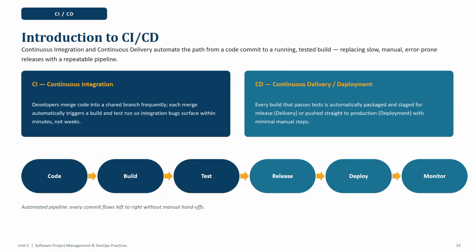Now introduction to CI/CD. This is an important one. It can be asked in any exam. Continuous integration and continuous delivery automate the path from a code commit to a running, tested build, replacing slow, manual, error-prone releases with a repeatable pipeline. CI is continuous integration and CD is continuous delivery. This is the process: code, build, test, release, deploy, then monitor. In an automated pipeline, every commit flows left to right without manual handoffs.